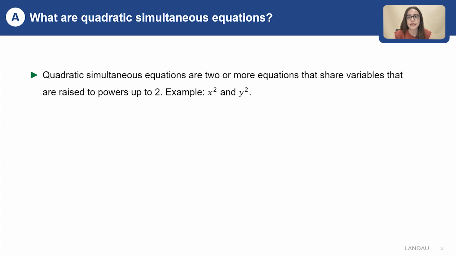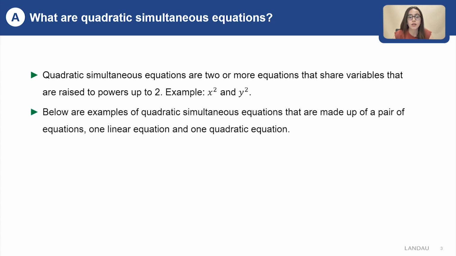Look at the following examples. These examples are quadratic simultaneous equations, and they consist of one linear and one quadratic equation. For example, y equals x plus 3 and y equals x squared plus 5x minus 2. As you see, in the first equation, the power is 1, which means it is a linear equation. But in the second one, we have x squared. As a result, we can say that the second equation is quadratic.